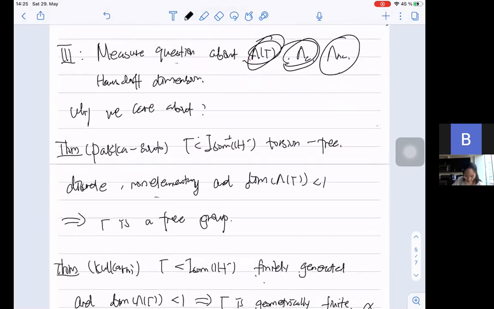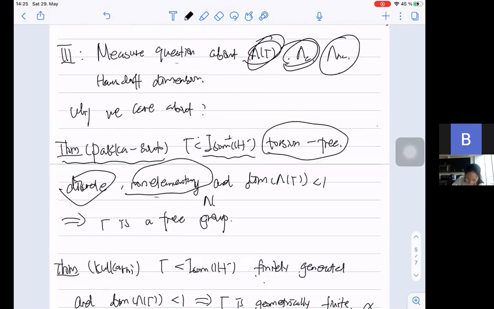Why do we care about the Hausdorff dimension for these three sets? Because there are some recent results telling us that if we know the Hausdorff dimension, it can tell us a lot of information about the group, algebraic or geometric information. For example, there's a theorem of Pankka and Souto. They prove that if gamma is an isometry group of Hn, let's assume it's torsion-free, discrete, and non-elementary. Non-elementary means the limit set has more than 2 points.